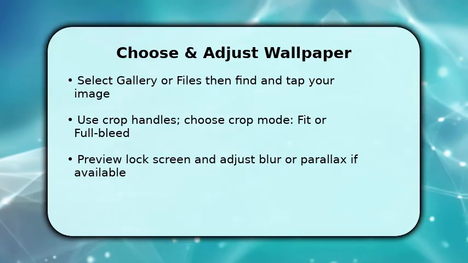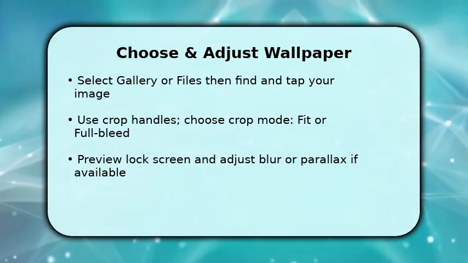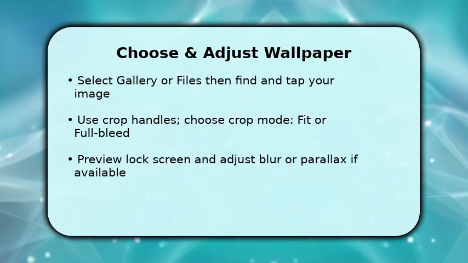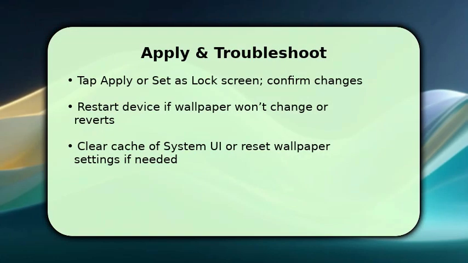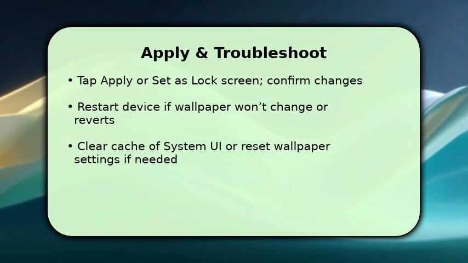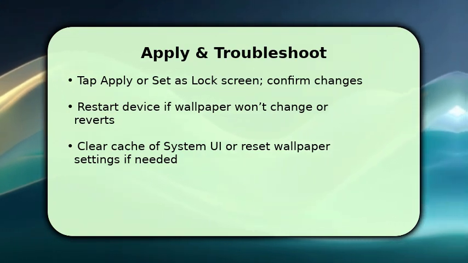Preview the lock screen specifically because home and lock screens can differ. Adjust until the composition reads well on a vertical display. Finish by tapping Apply or Set as lock screen and confirm when prompted. The phone then writes the image to system storage. Once done, lock and wake the screen to verify alignment.